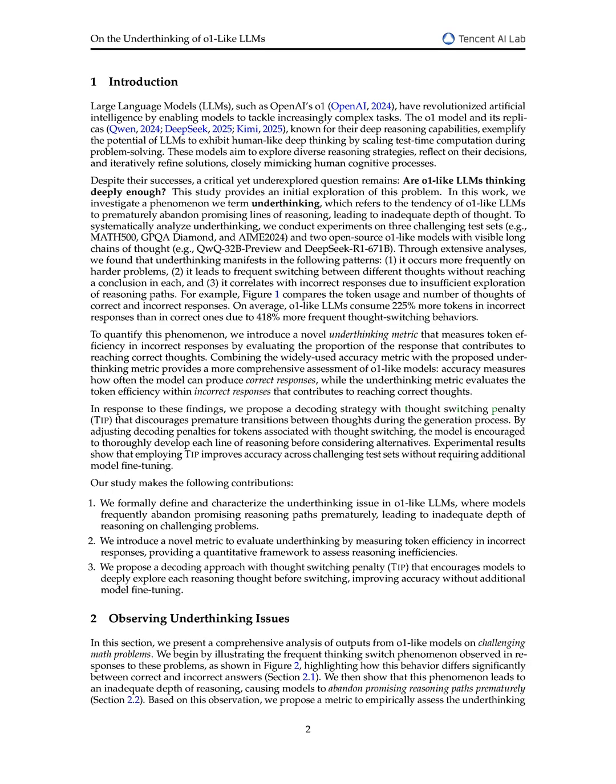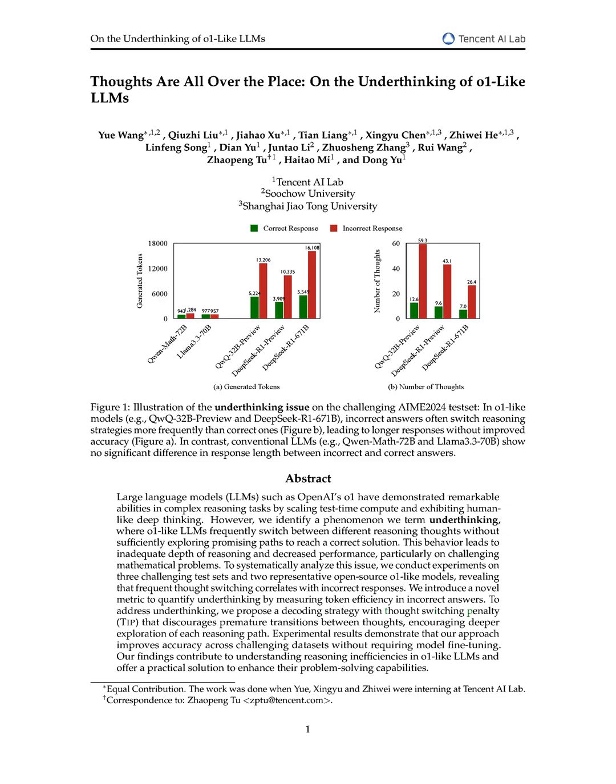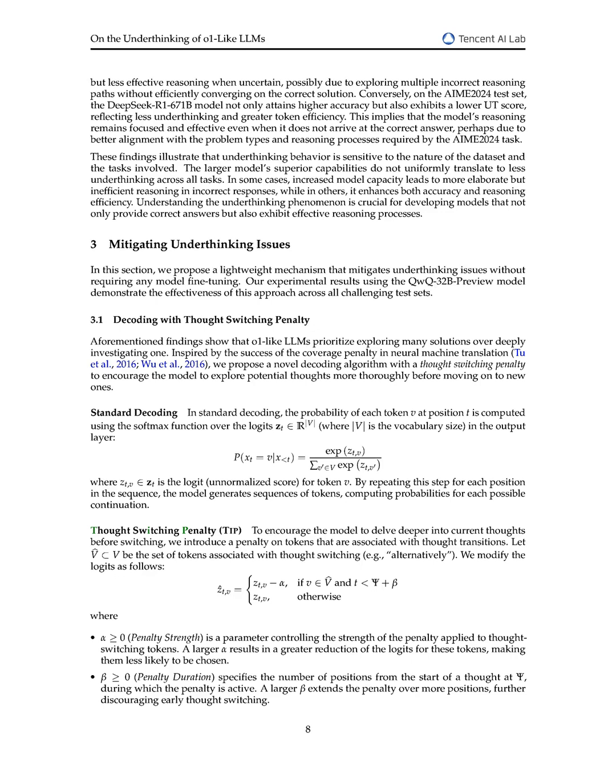The proposed decoding strategy with thought-switching penalty works by modifying the logits associated with tokens that indicate thought transitions, thereby encouraging the model to explore each reasoning thought more thoroughly before switching to another. Step 1 involves identifying tokens associated with thought switching, such as "alternatively", and creating a subset of these tokens, denoted as V-hat. In Step 2, the logits for these tokens are adjusted. If a token at position t is a thought-switching token, its logit z_t,v is reduced by a penalty strength parameter, alpha, making it less likely to be chosen.